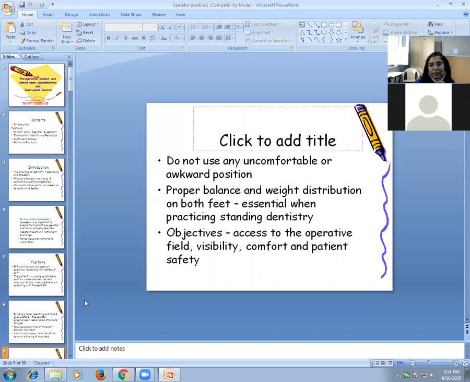Okay, so never use any uncomfortable or awkward position. Always balance and distribute your weight on both the feet. Never let your feet hang. Always balance your weight on both the feet, and you can practice standing dentistry also. It is not necessary that you should sit and do your work. You can also practice standing dentistry. The main objective is to get proper access to the operating field. The visibility, comfort, and the patient safety are also of utmost importance.